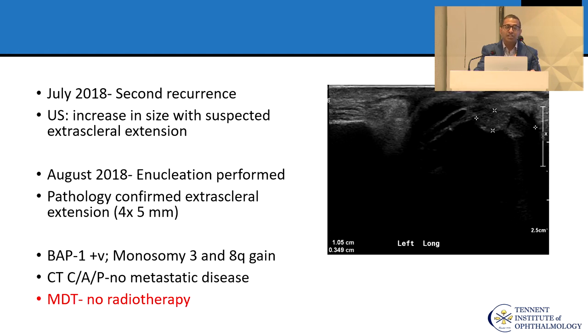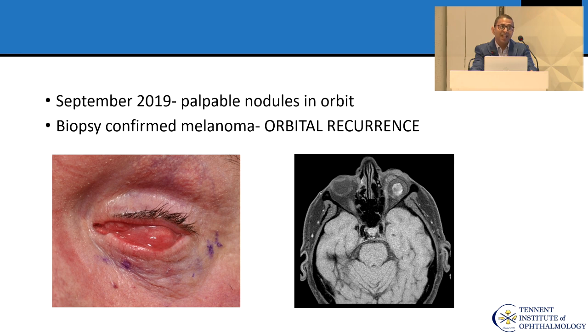Probably an incorrect decision, because soon after, the patient had a second recurrence and underwent enucleation. Extensive discussion about this patient at the MDT, and the eventual conclusion was not to give radiotherapy. Unfortunately, just a few years later, this became the first patient that we've seen to develop an orbital recurrence of a uveal melanoma.